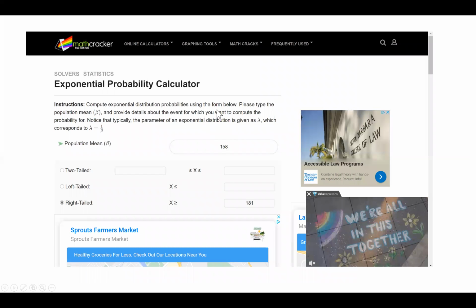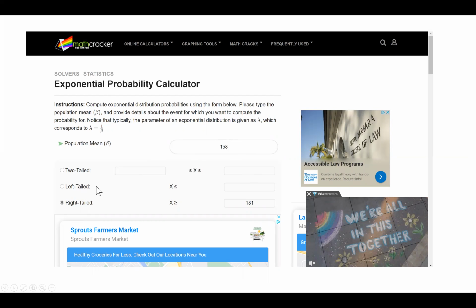Another way, here's your exponential probability calculator. There's the other one, which sometimes I like better. This one has a two-tailed option, which means you can get the area in between. So what's the probability that I spend, I don't know, between $150 and $180? That's this one right here. It's the only website I found that does the middle portions.